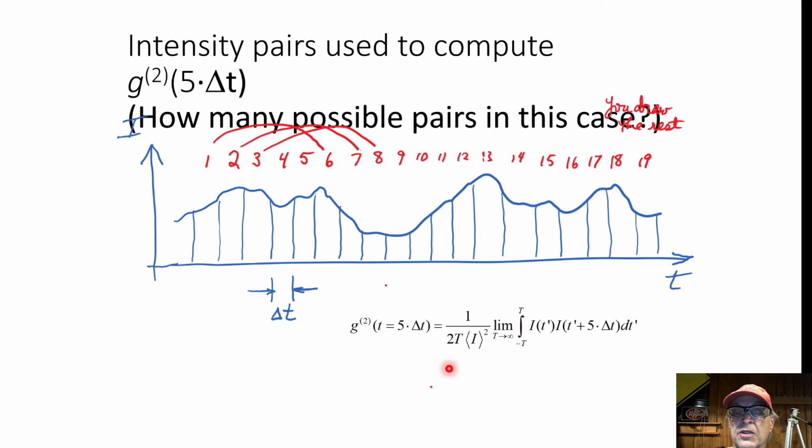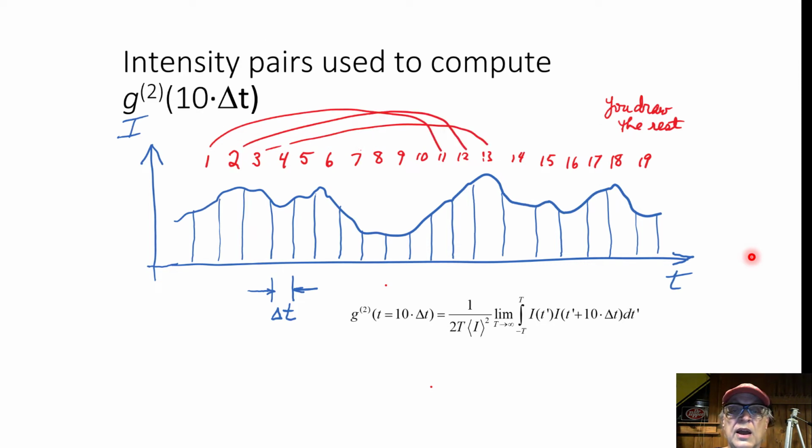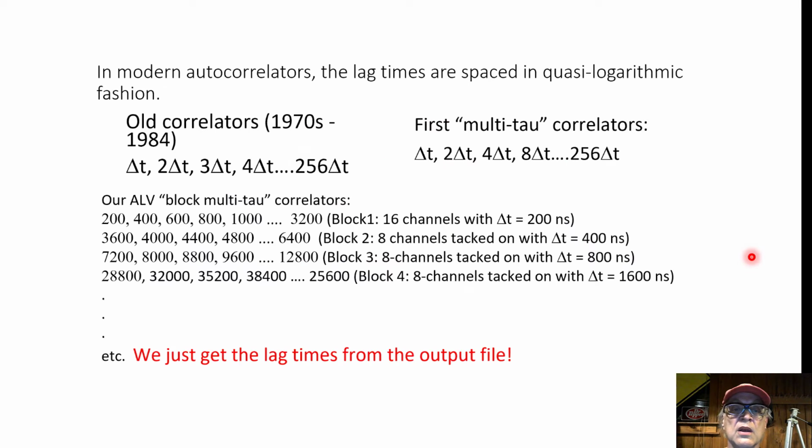Now, on the scale of this plot, big T, our acquisition time, is over here to the left in Florida, and over there to the right it's in California, somewhere like that. Okay, here's 10 delta T, and you can see we really have fewer pairs that we can make now.